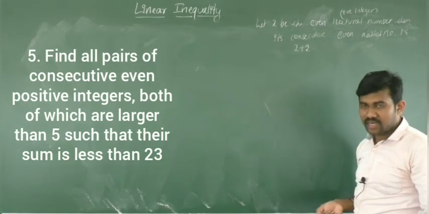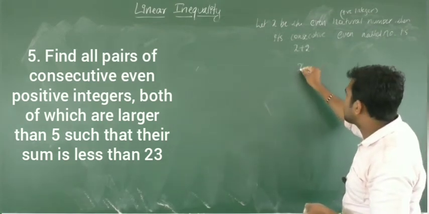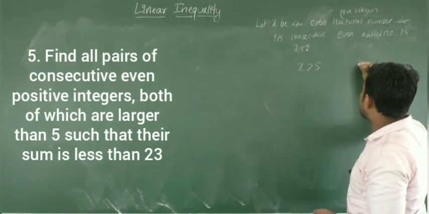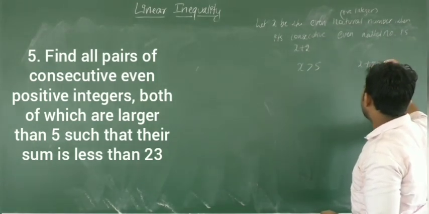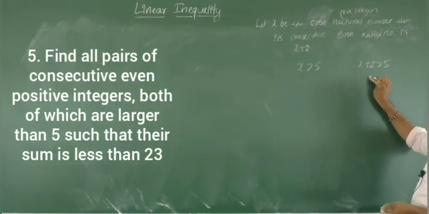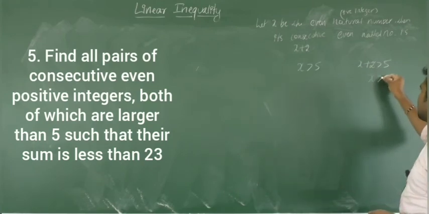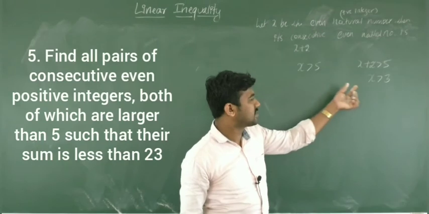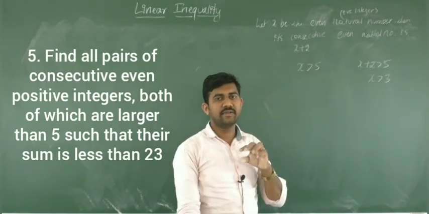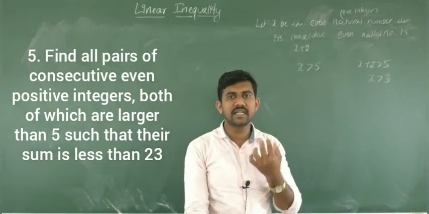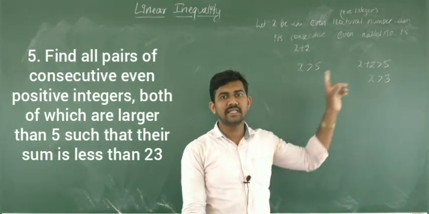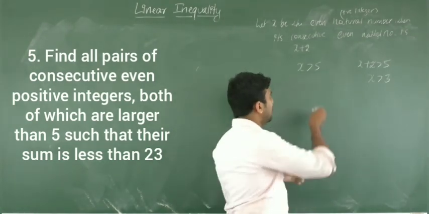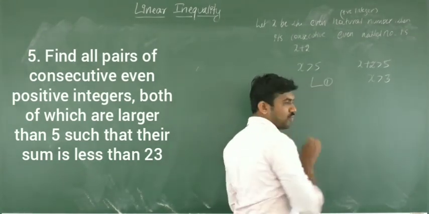Both numbers are larger than 5, meaning x is larger than 5 and x plus 2 is also larger than 5. So by this, we get x is greater than 3. Okay, now see, x is greater than 3 and x is greater than 5. Now if x is greater than 5, clearly it is greater than 3 also. So I'll consider this as equation number 1.